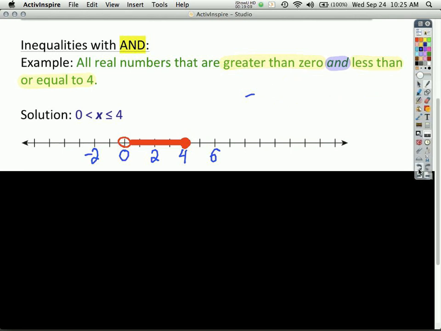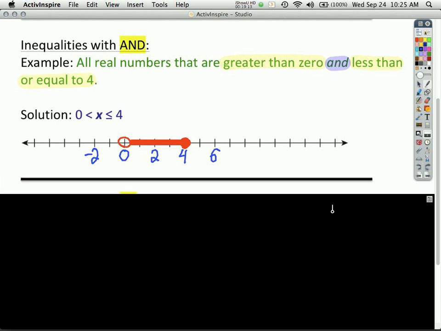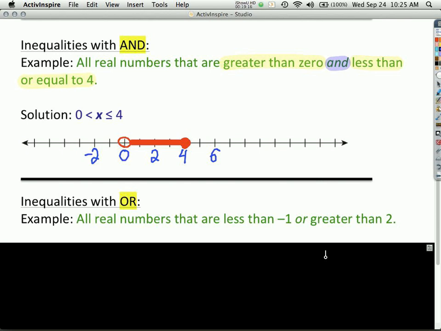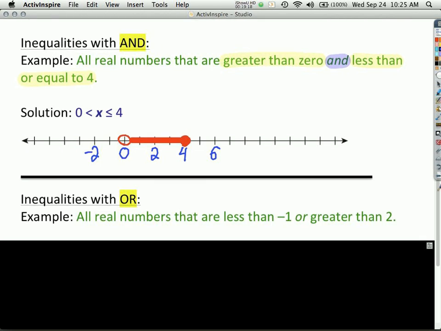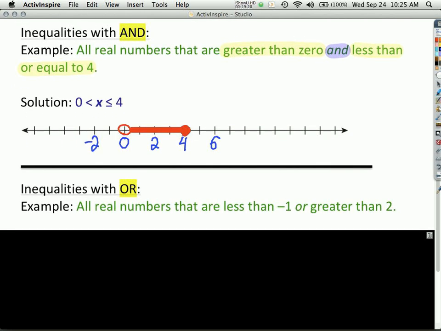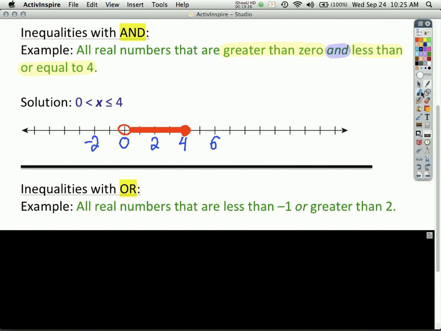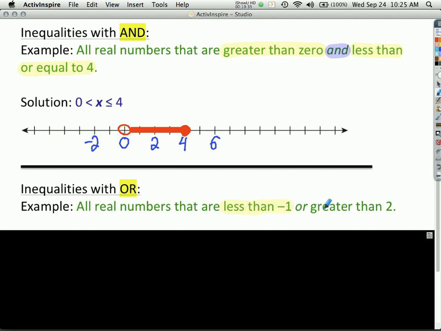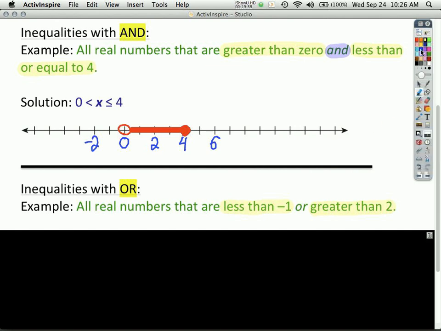All right. Don't worry, we're going to see this a lot. Any other comments, questions? All right, here is a compound inequality connected with the word OR. All real numbers that are less than -1 or greater than 2. So there are 2 inequalities built into this. Less than -1, greater than 2, and it's connected with the word OR.